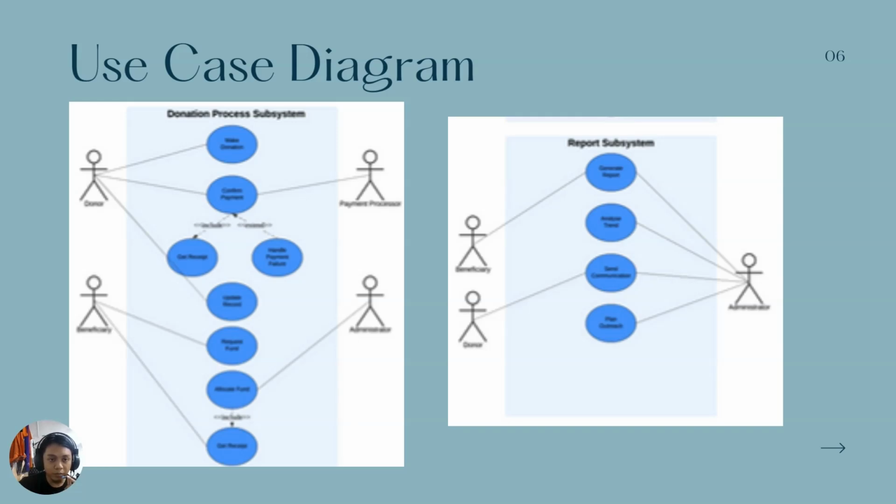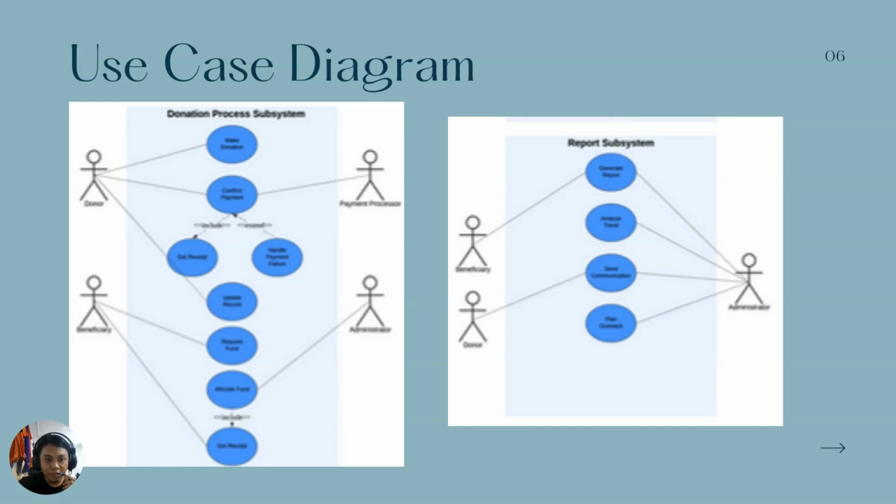If the payment succeeds, the donor will get a receipt. But if it fails, the system will handle the payment failure and ask the donor to retry the payment or something else. Then the donor can update the record, like the record for their donations in their history update.